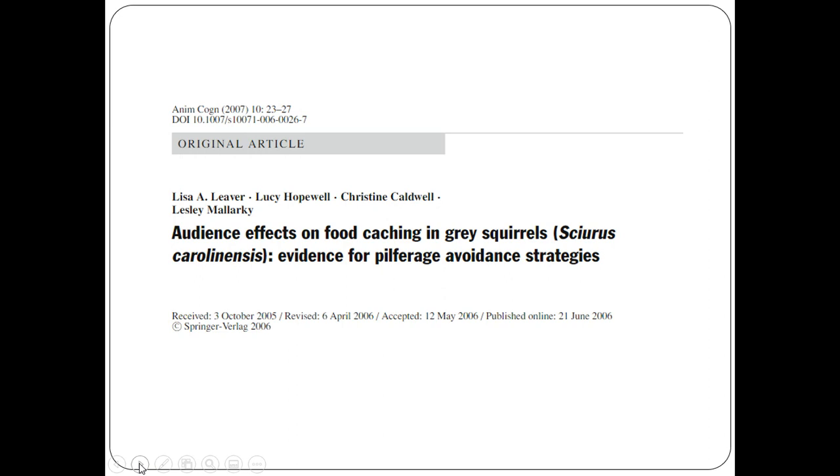This is a journal article, so you would reference this in the same way. So surname, initial, date first. So there's four names there. So you go like Lever, L, Hopewell, L, and so on. The date, if you look at the top, is 2007. The title of the paper is The Audience Effects on Food Caching. Then you would have the name of the journal, which is Animal Cognition, which is at the top. The journal number, which is 10, and the page number, which is 23 to 27. So that's the format in which you have to write down references. Be aware of this, it's come up before as an exam question. Just learn the format.